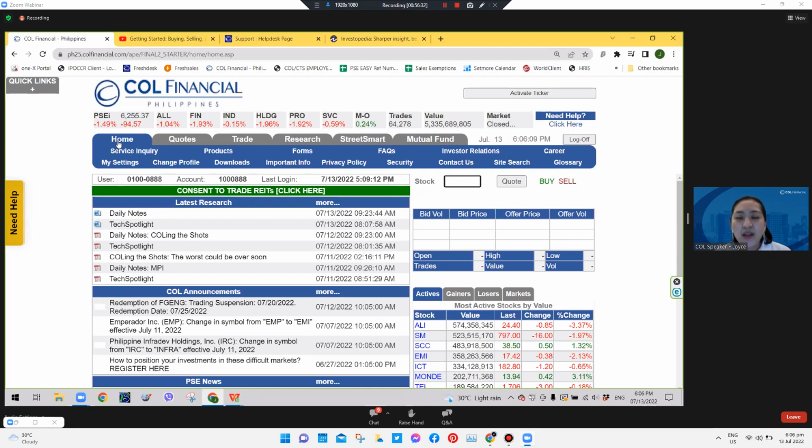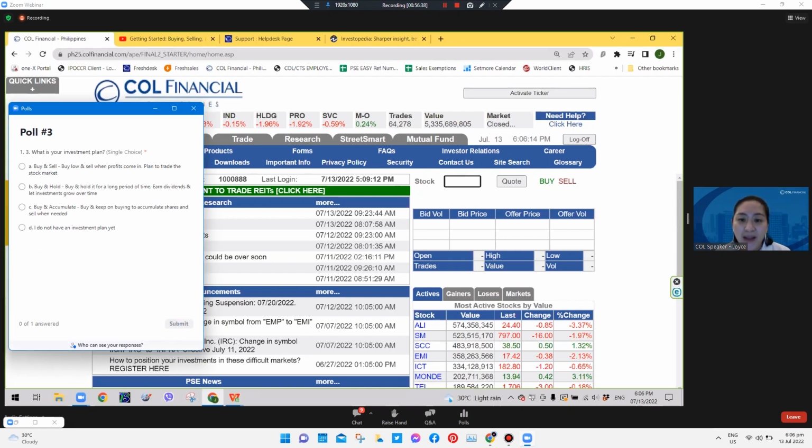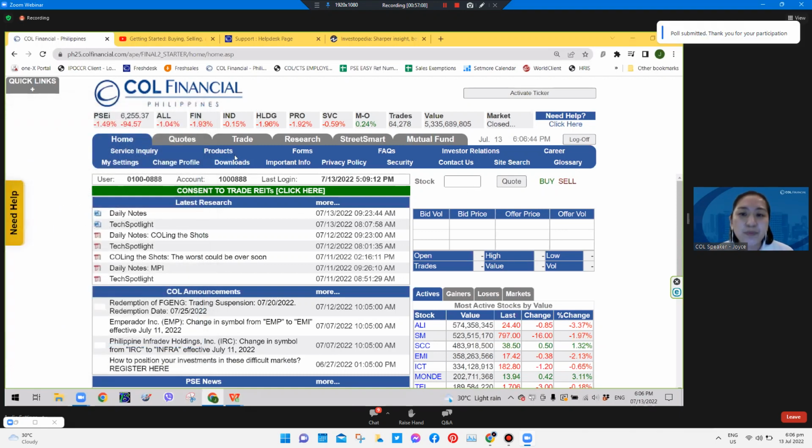So there are three options. I just kind of want to know what is your strategy or your plan. The first option is to buy and sell. Do you plan to buy low and sell when profits come in? This is really more trading in the short term. Or are you more of a buy and hold investor, wherein you want to earn dividends and let your investment grow? Or do you want to buy and accumulate, meaning you want to keep on buying and then sell it when you need the funds? What sort of investment plan do you have?